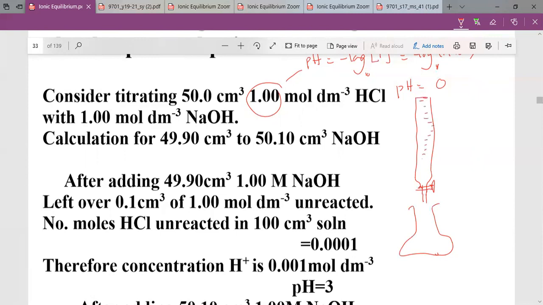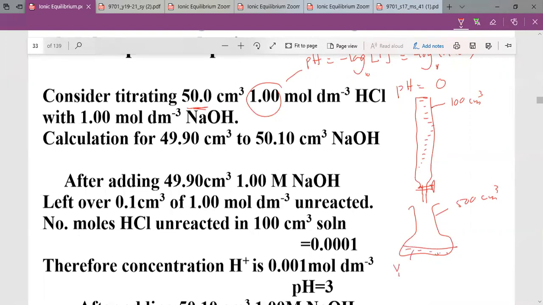In this question, consider putting 50. Of course, normally it's 25, but put 50 for easy calculation. Let's say this is a big 100 cm burette. I don't think there's such a thing, maybe there is, I don't care. And here I put a very large 500 cm cube conical flask, normally it's 250. And I put inside here 50.0 cm cube. So I'm starting with here.